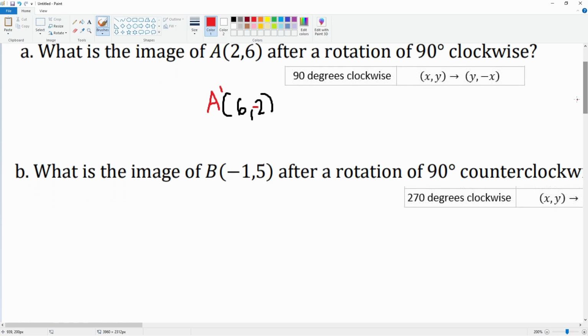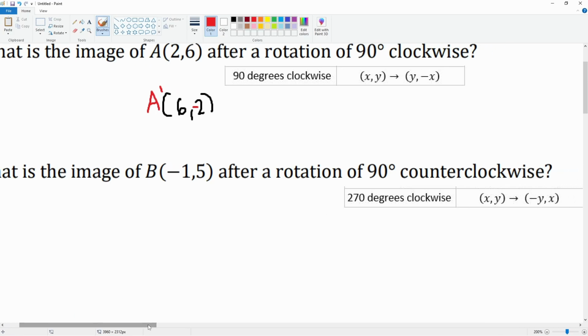Same thing here. What is the image of this after it has been transformed with a 90 degrees counterclockwise or 270 clockwise? So it is B prime. We flip-flop the X and the Y. So 5 goes first and the Y is -1. The original Y, which was your 5, is now going to be a negative. Okay, so your new point, B prime, is -5, -1.